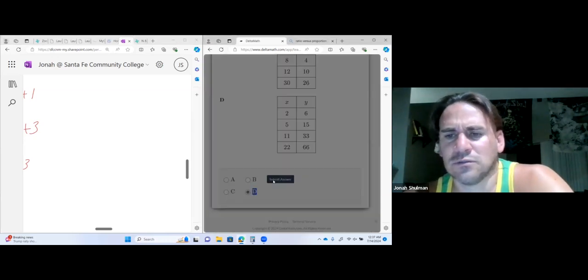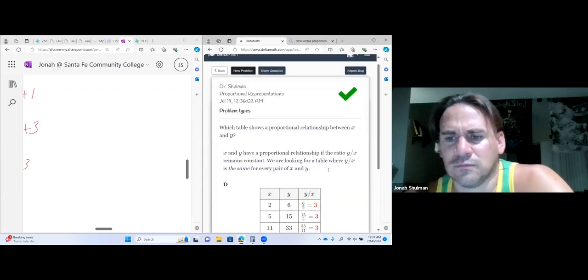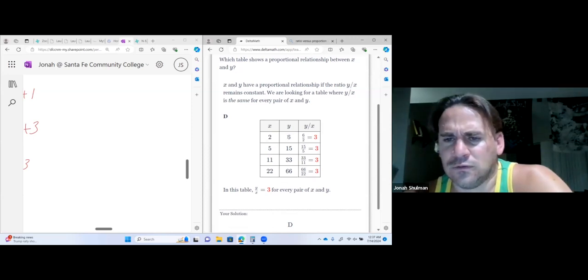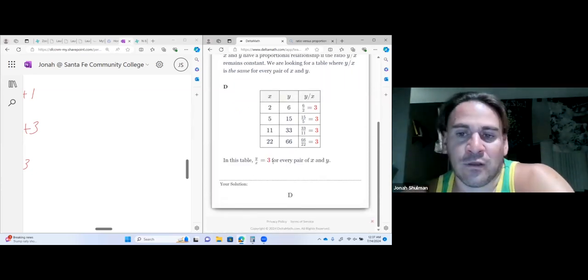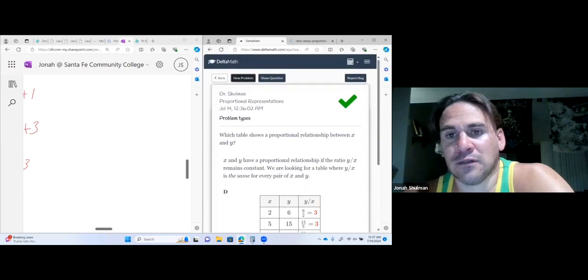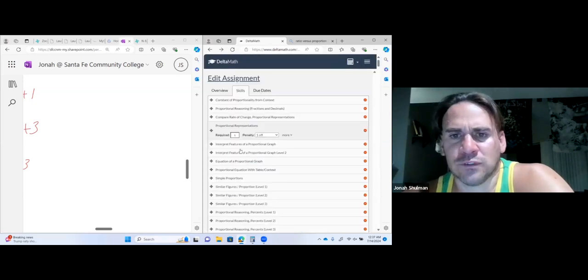Let's see what the choice is. 6 divided by 2 is 3. 15 divided by 5 is 3. 33 divided by 11 is 3. Nice. For every pair, it's 3 when we divide. I like that a lot. Cool. Let's look at another one.